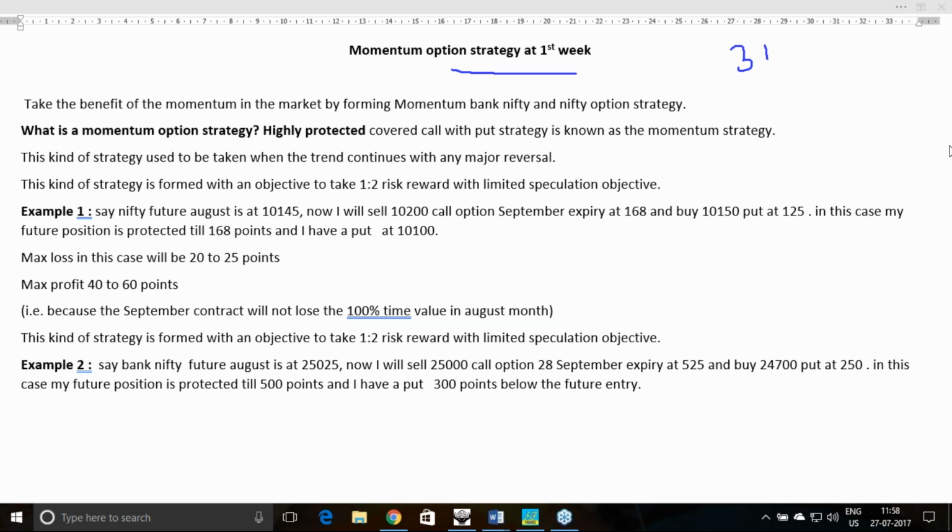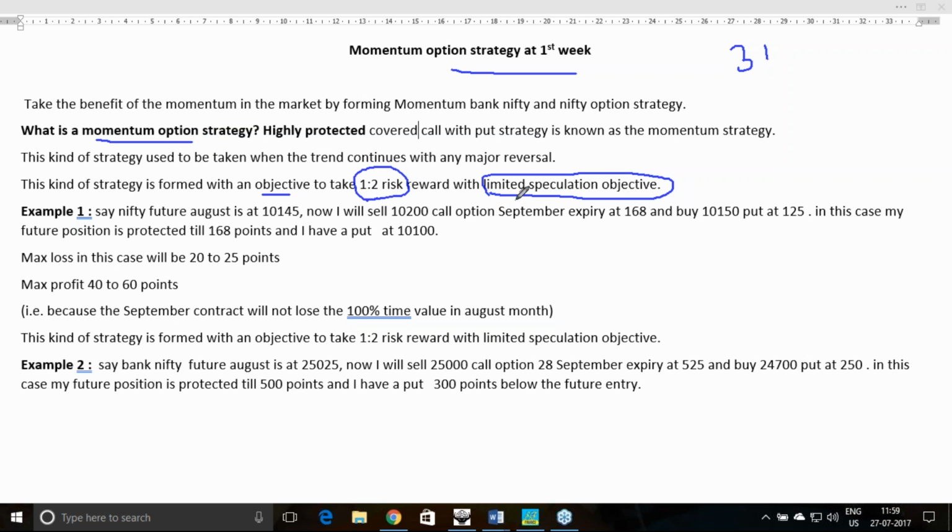Here there are two basic objectives of the trader. The trader never wants to do excessive speculation in the market. You should not do excessive speculation; limited speculation is allowed. And whenever you are forming momentum option strategies, your risk reward must be 1:2 minimum. 1 rupee risk means 2 rupees reward.